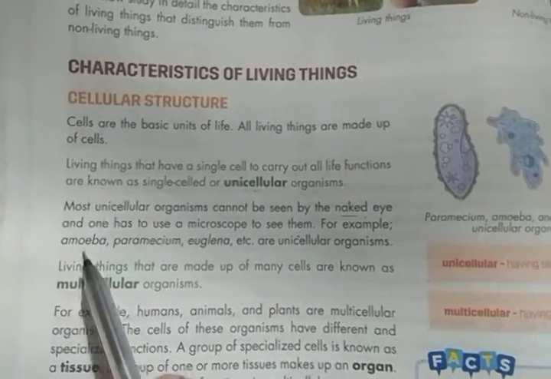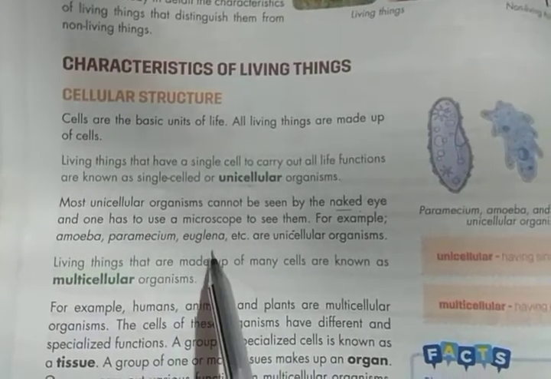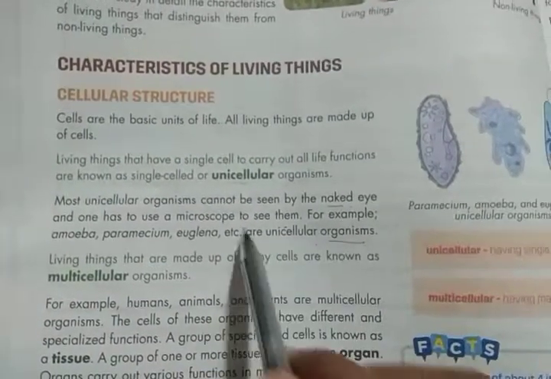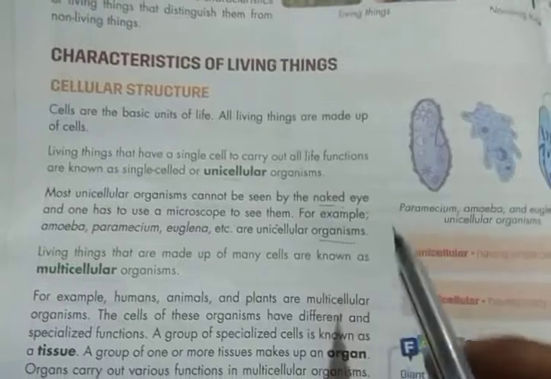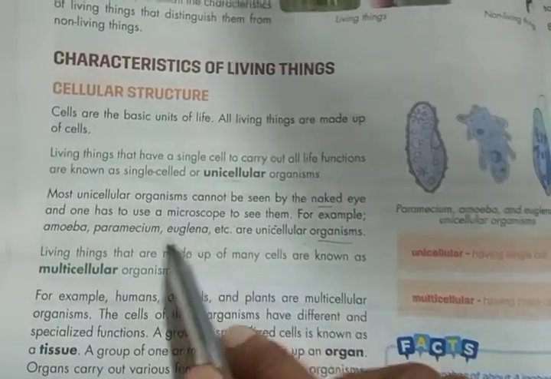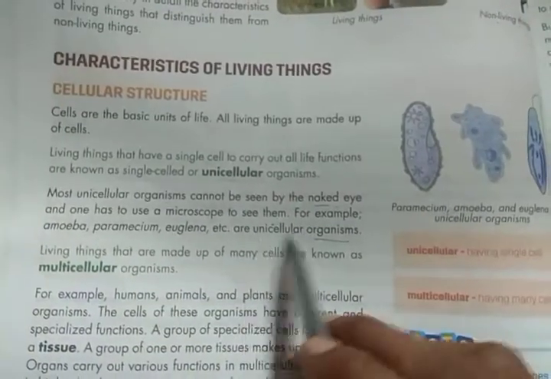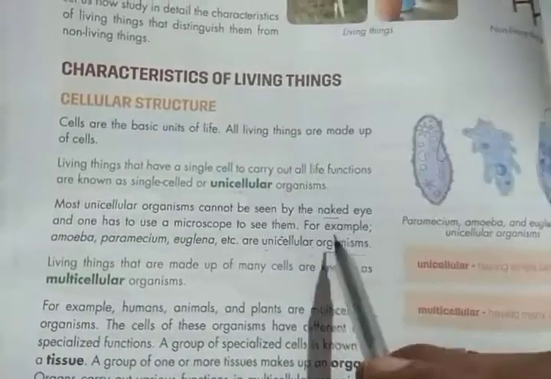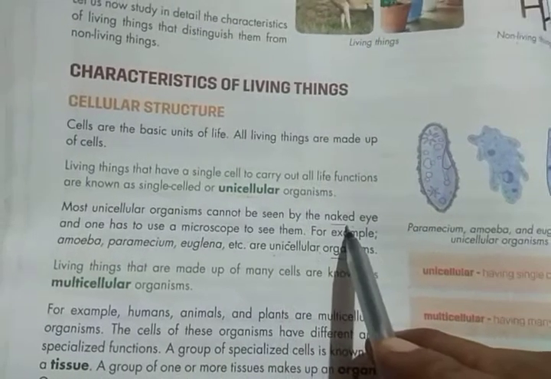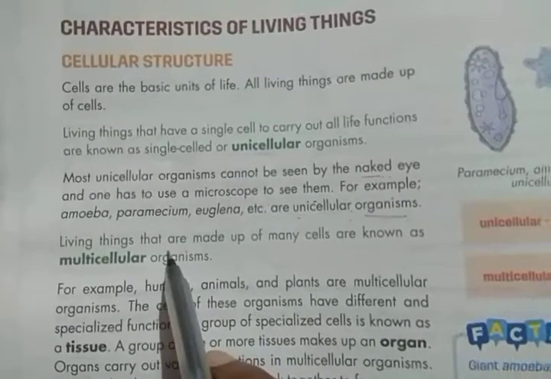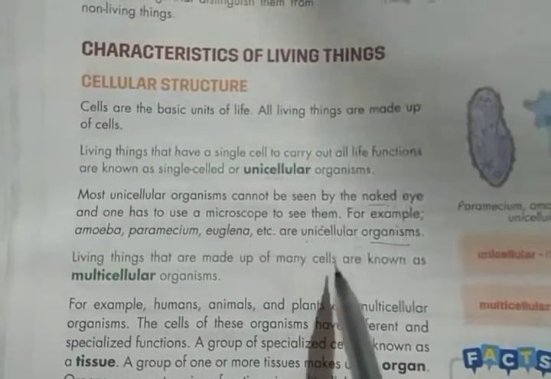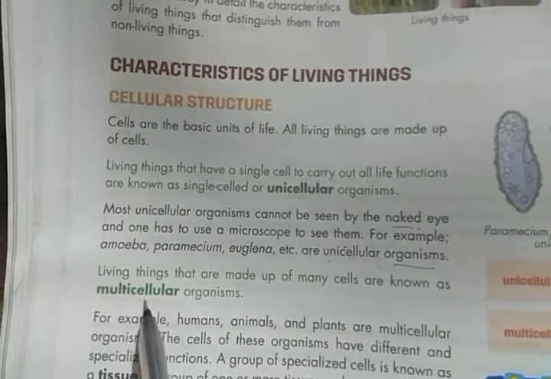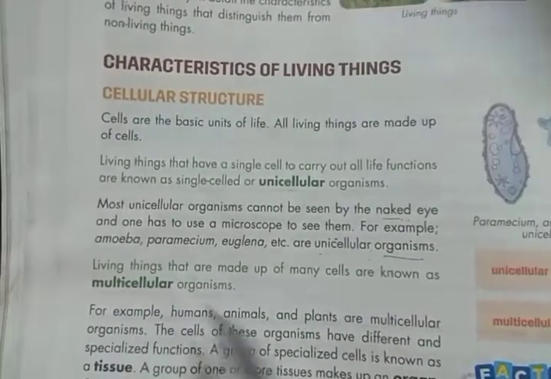For example, amoeba, paramecium, Euglena, etc. are unicellular organisms. Why? Because these organisms have a single cell. Amoeba also has a single cell. That's why these are called unicellular organisms, and we cannot see them by the naked eye. Okay? Living things that are made up of many cells are known as multicellular. Uni means single and multi means many cells.